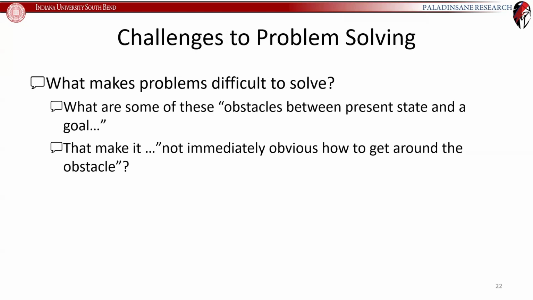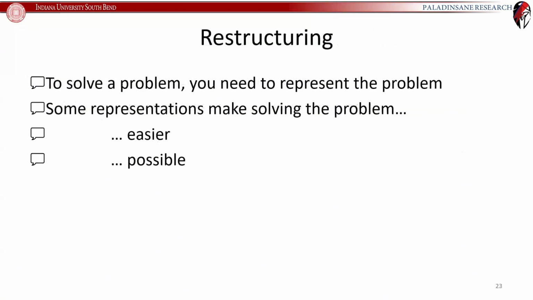But right now, let's turn to the idea of what is this challenge to problem solving? What makes certain problems difficult to solve? What are these obstacles between the present state and your goal? And what makes it very difficult to remove those obstacles? Why is it that sometimes we are just not able to remove those obstacles?